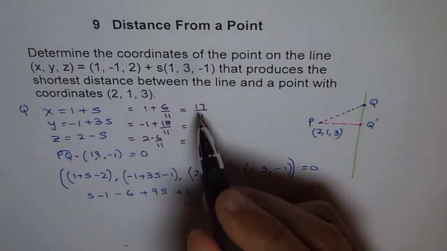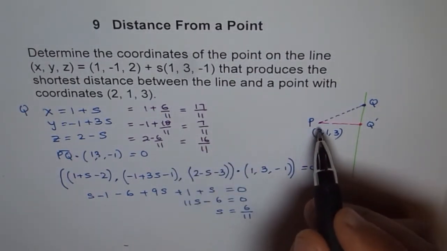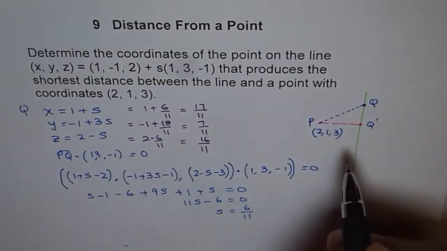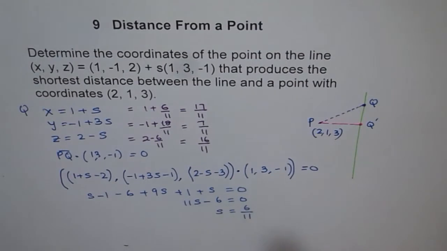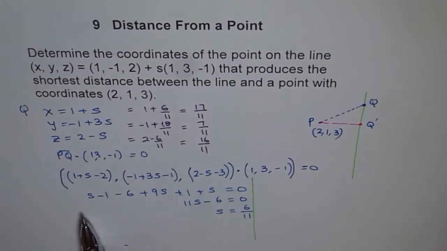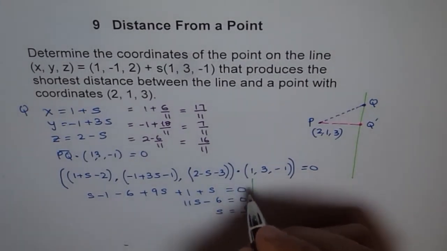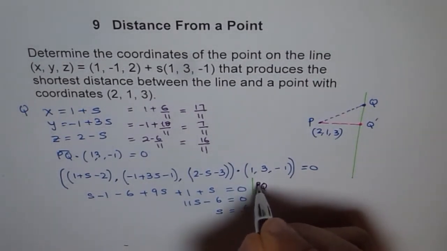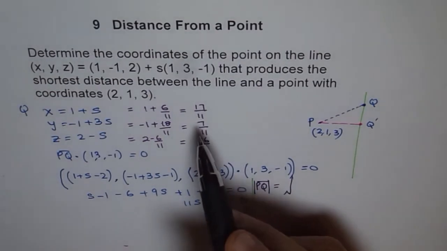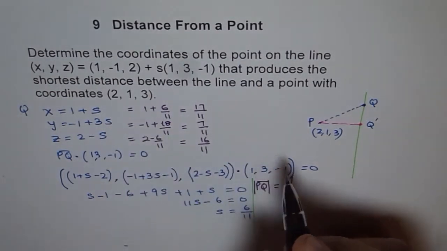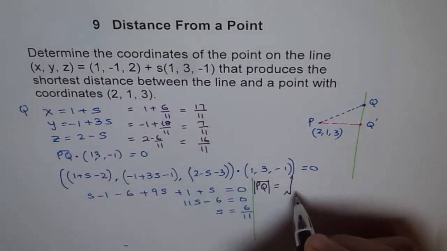So now we know the coordinates of Q. We have the coordinates of P. So the distance between P and Q will be this minus this, and we can use the distance formula, right? So we'll do it here now to find the distance PQ, right? So distance PQ, that means the absolute distance PQ will be equal to square root of x1 minus x2. So we can use 2 minus this, right?